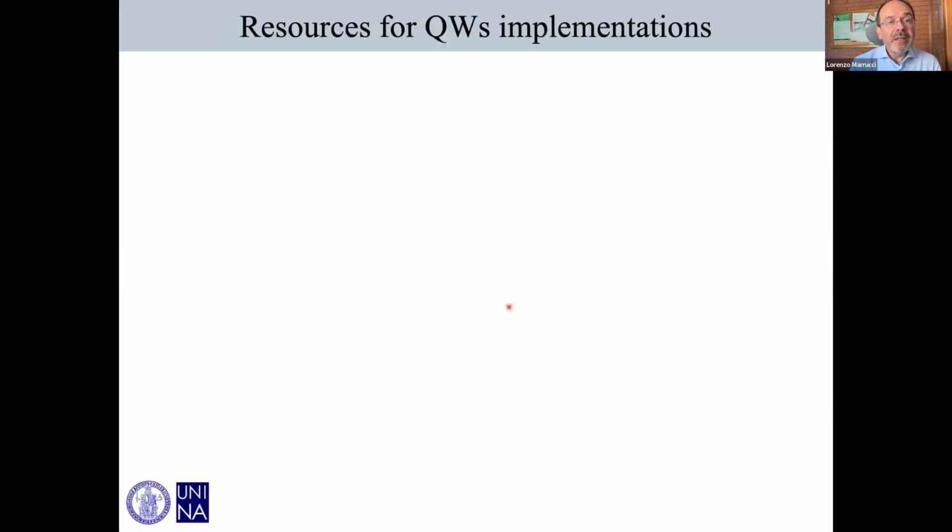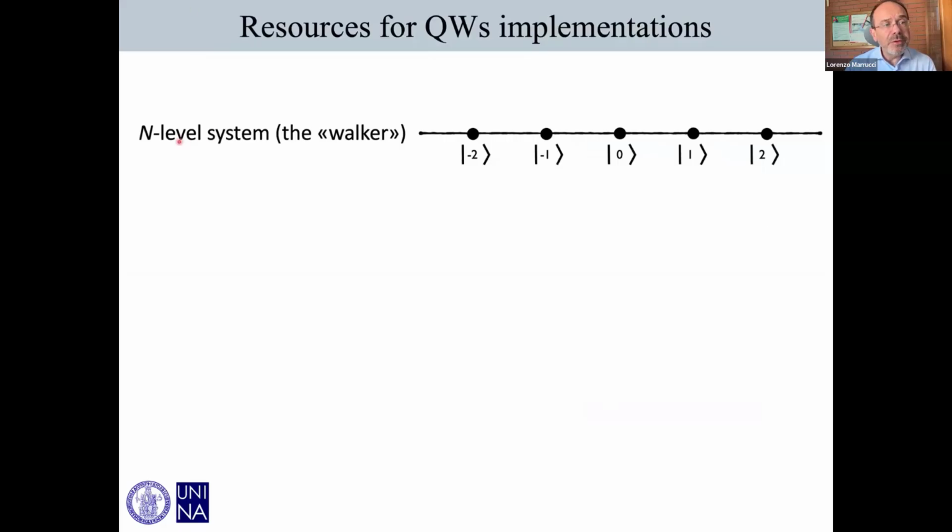How do we implement them? To implement a quantum walk, you need certain resources. You need an n-level system to represent the walker. It doesn't need to be an actual space coordinate. If you want the quantum walk to be discrete, you want an n-level system, but these levels can be any kind of quantum system, as long as they are somehow orthogonal to each other. N should be large enough to describe a long-lived quantum walk, of course. In principle, it can also be infinitely large.